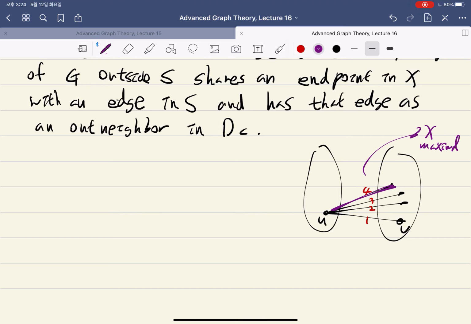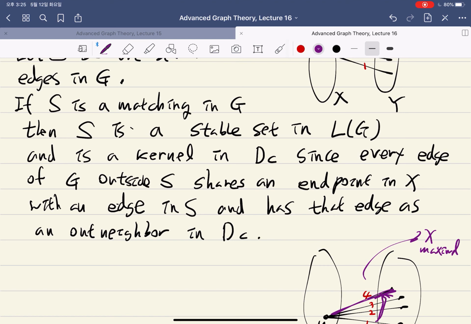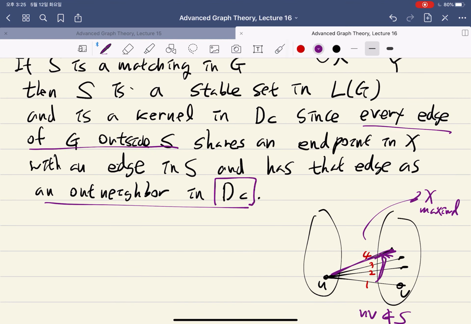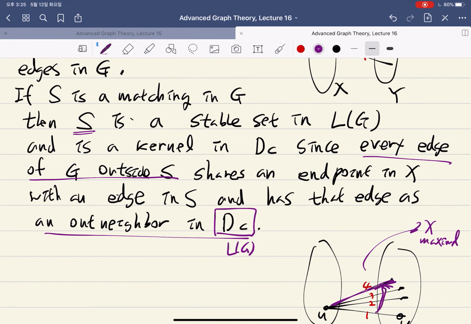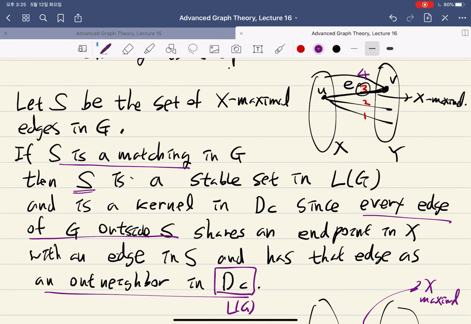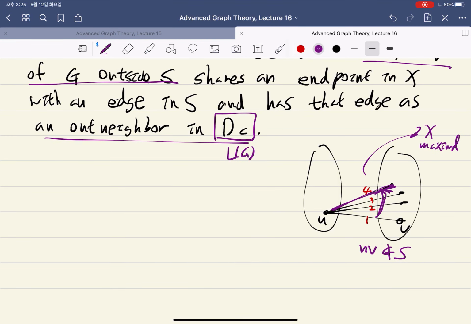So every edge, if this UV is not in S, then it has an out neighbor in S. So every edge of G outside S has an out neighbor in this orientation of the line graph. So S satisfies that, and we assume that this is a matching, so it is automatically a stable set. So in that case, this is actually a kernel.